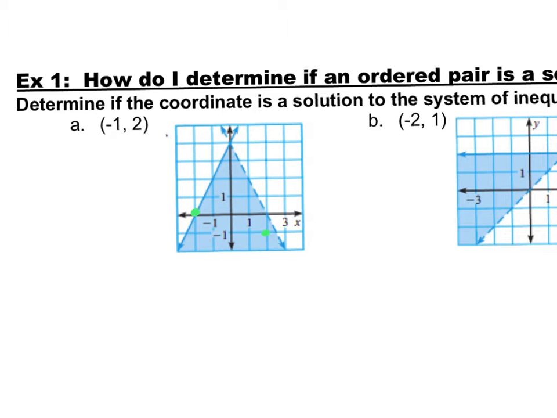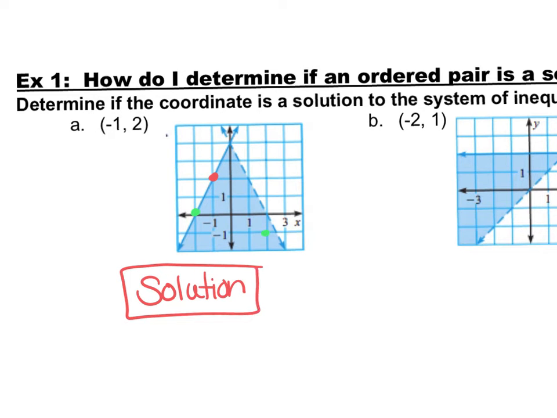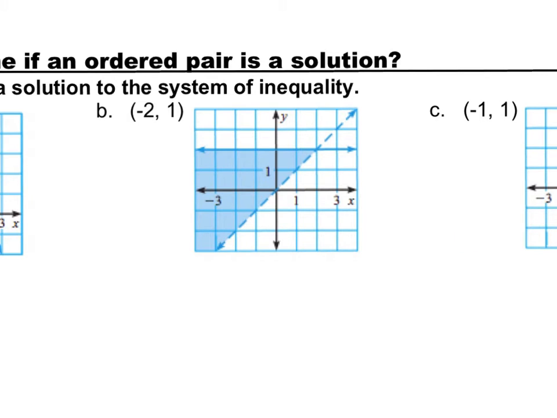We have negative 1, 2. And because this is lying on a solid line, this is going to be a solution. So anything that's lying on a solid line, and in this case below the solid line, is going to be a solution to this system. All right, our next one we have negative 2, 1. So let's go ahead and plot it, negative 2, 1. Well, because this is lying in the shaded area, this is going to be a solution.